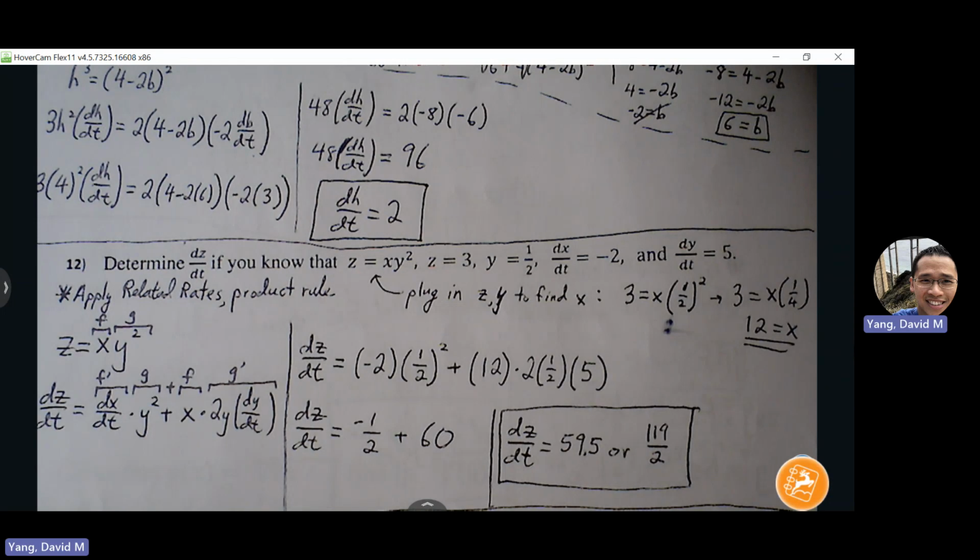And sometimes if you're looking for additional variable values, you may have to insert back into your original equation to find those missing variables. So in this case, you do need the x value in your answer, and you have to use your original equation with what they give you with z and y to help you solve for x.